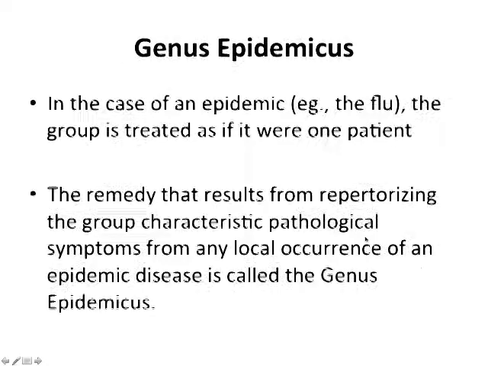We're going to take this apart. This is the genus epidemicus. This is one kind, this is another kind. In the case of an epidemic, for instance the flu, the group is treated as if it were one patient. The remedy that results from repertorizing the group, the group characteristic pathological symptom from any local occurrence of an epidemic disease, is called the genus epidemicus. So this is what happens with the flu.